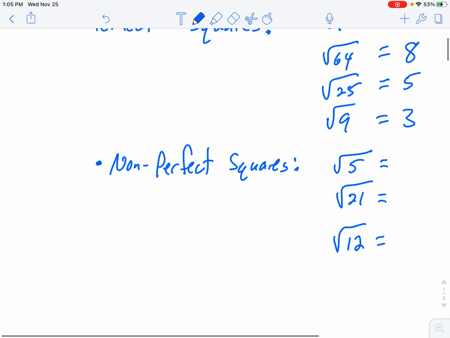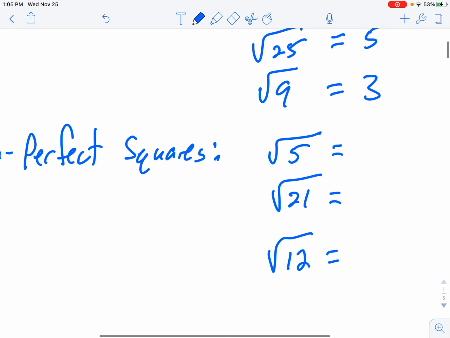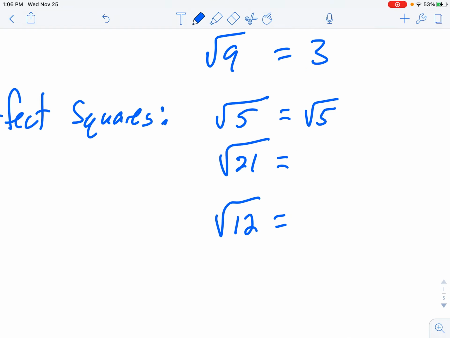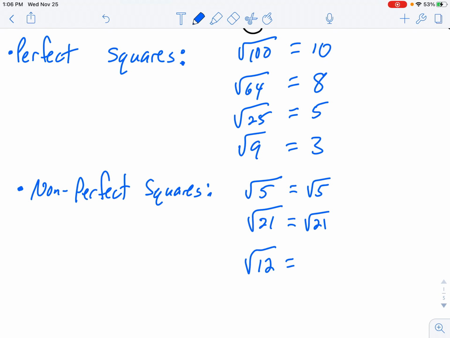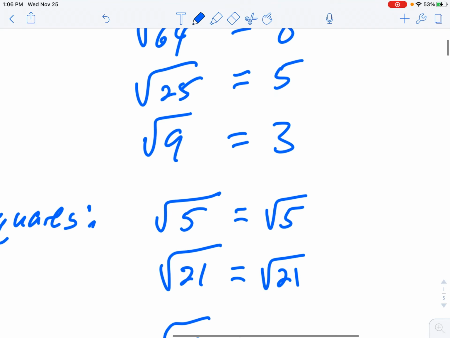On the other hand, if you don't have perfect squares, what's the square root of 5? Well, you either grab a calculator, type it in, and get 2 point something something something, and you have to round off, or you just call it square root of 5. You say it's not something you can simplify. It is what it is. Same thing for square root of 21. Square root of 21 is just square root of 21. Unless you grab a calculator, then it's 4 point whatever. But that's the main thrust of it right there. Either you can simplify them or you can't.